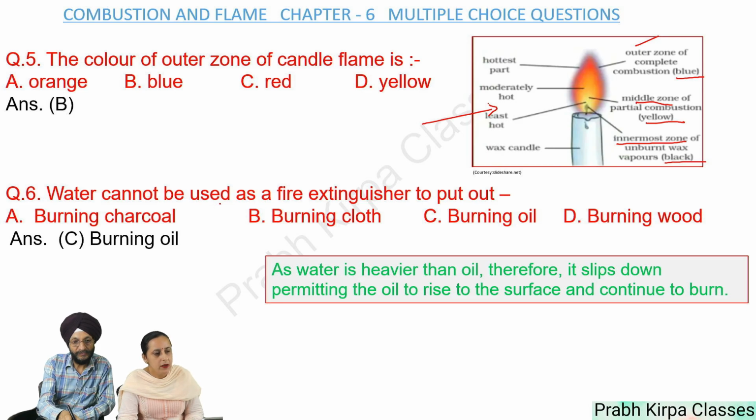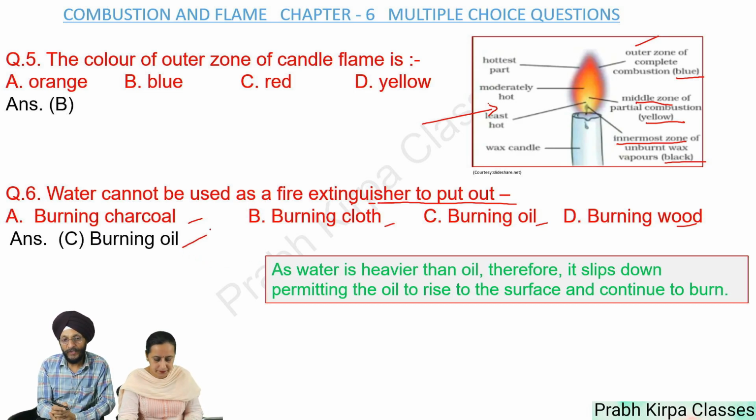Question number 6. Water cannot be used as a fire extinguisher to put out A. Burning charcoal, B. Burning clothes, C. Burning oil, D. Burning wood. So answer is burning oil. We cannot use water as a fire extinguisher so far as burning oil is concerned. Why? We have always seen that whenever a charcoal is being burnt or cloth is on fire or wood is burning, we often put water on it.